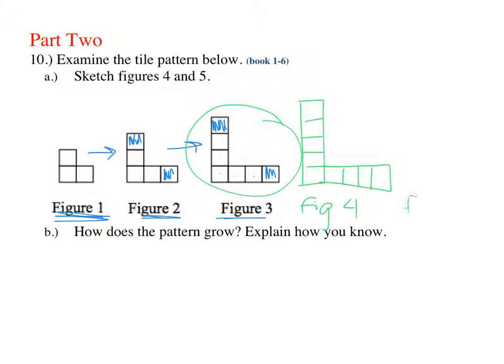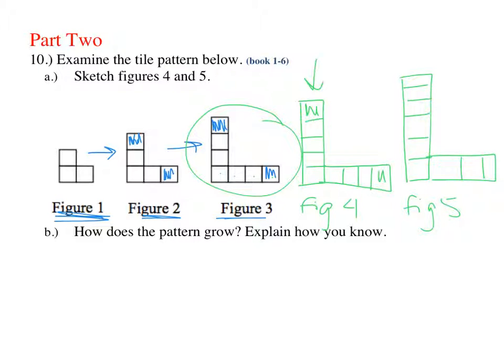And then to do Figure 5, so again, this is the part that we're adding, I'm going to do the same thing. So instead of 5 blocks here, we're going to have 6. This is going to get kind of messy. And then 6 down here. So this is getting added, and this is getting added.